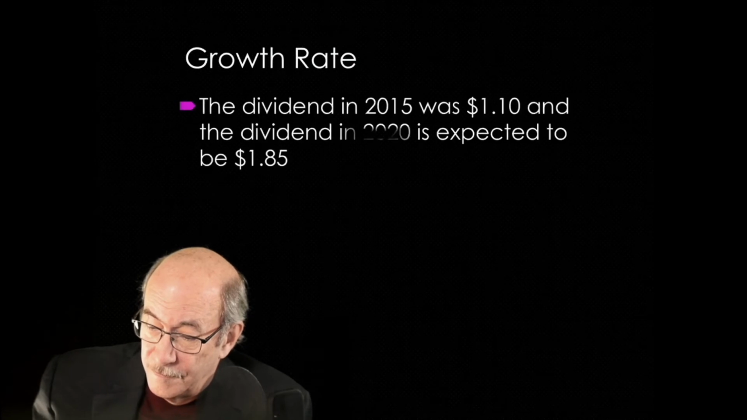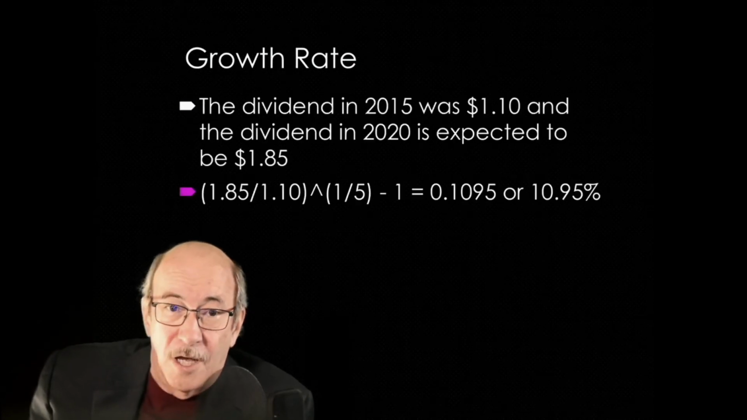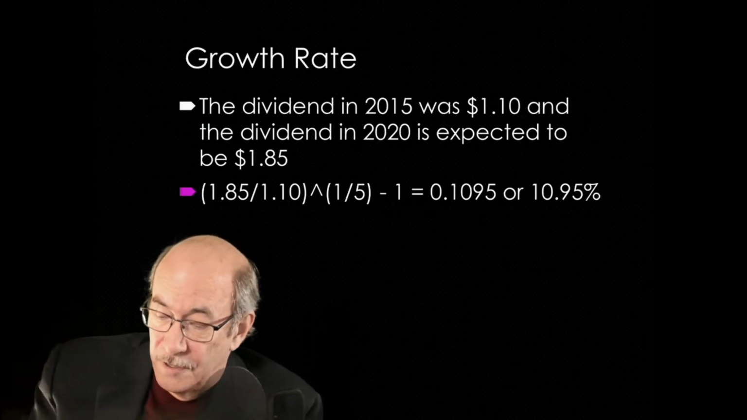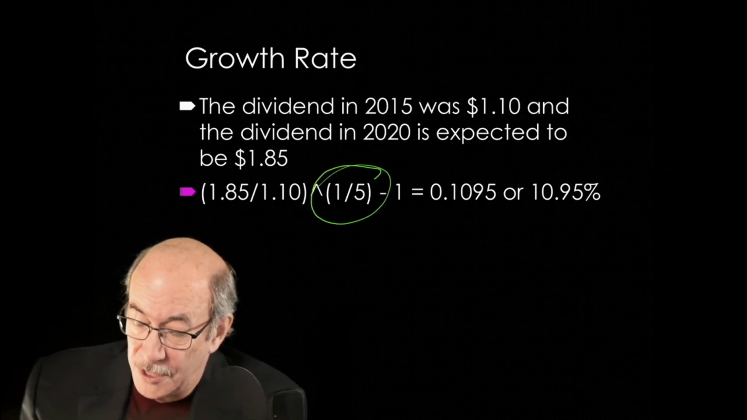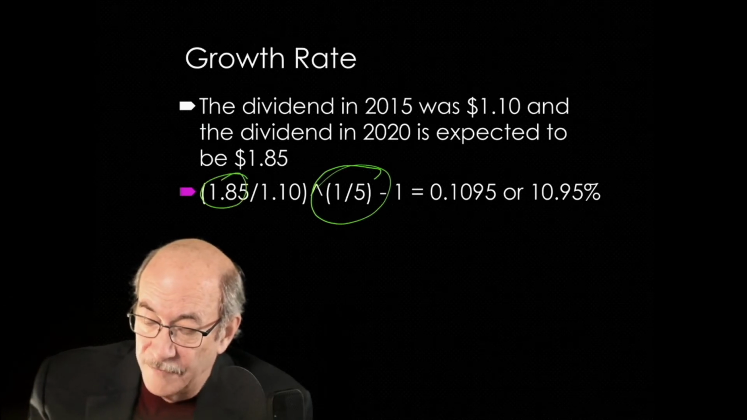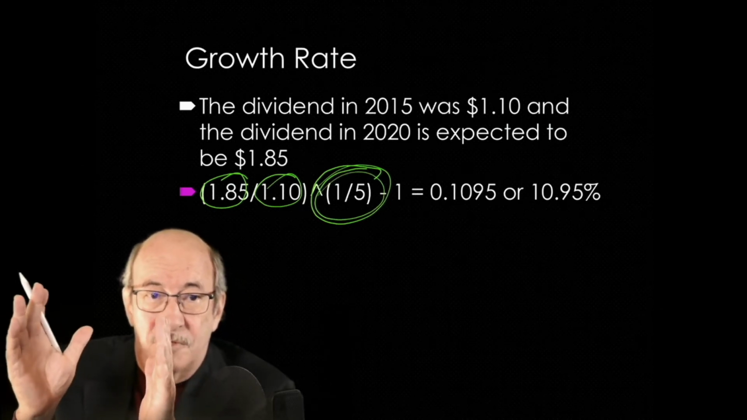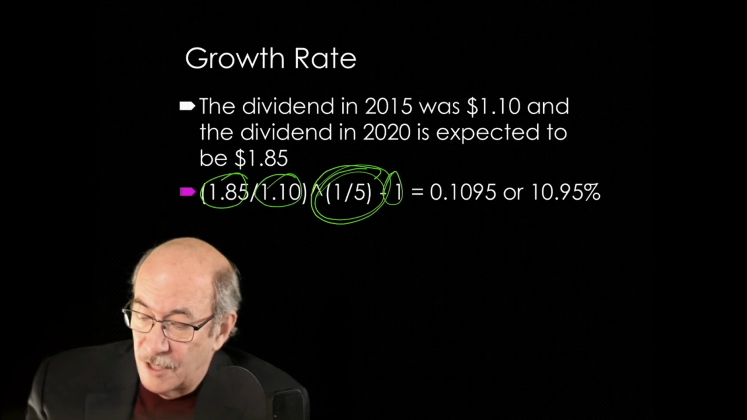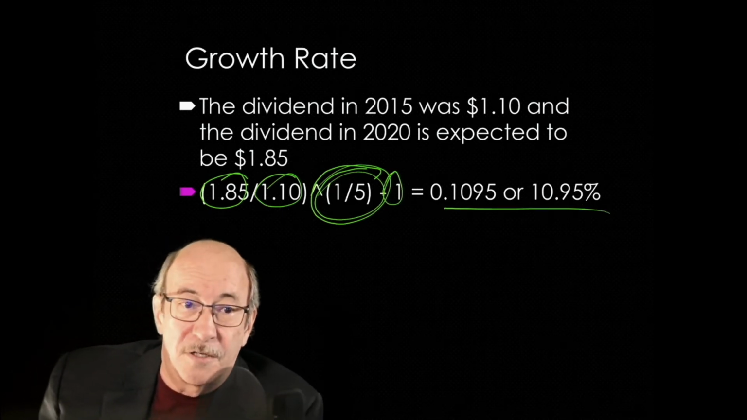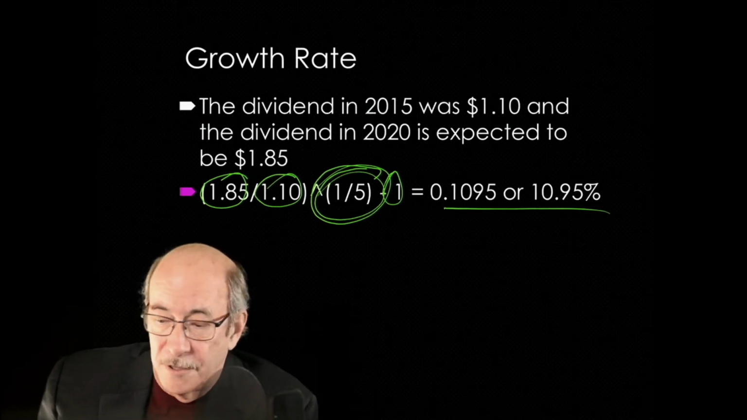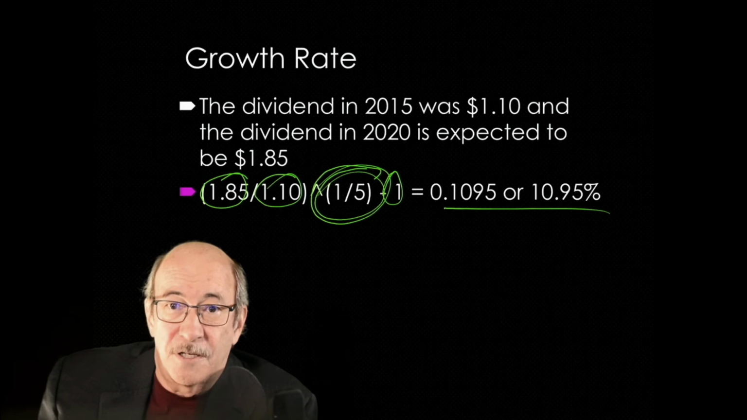Well, let me just go straight to that. Right here, we raise that to the 1 over the number of years. So that's this right here. So here's the ending value over the beginning value, raised to the power 1 over the number of years between those two, and then subtract off 1, and that gives you your geometric growth rate. And that's true whether it's earnings, cash flow, or anything else, dividends.